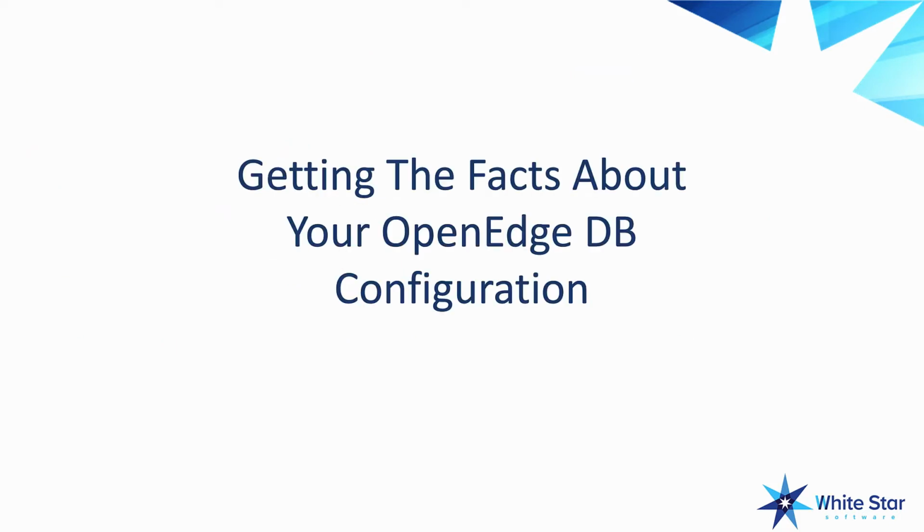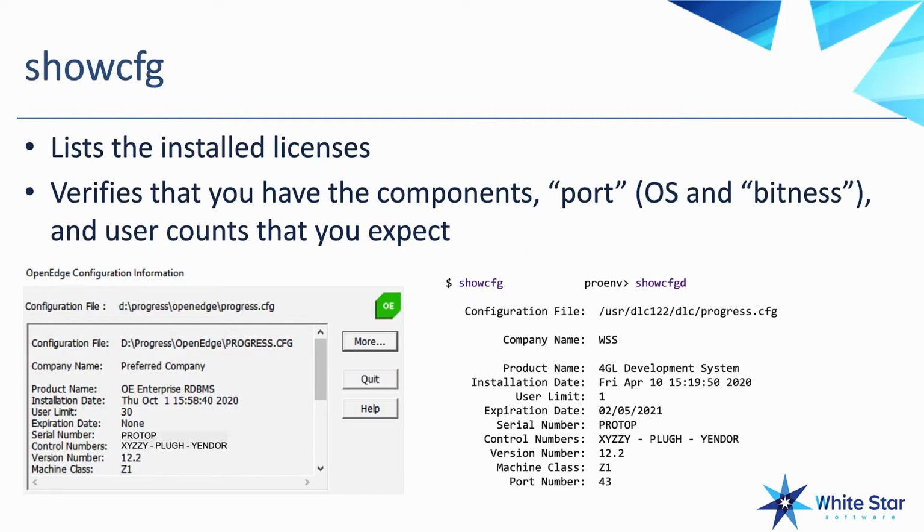So let's talk about getting the facts about your OpenEdge database configuration. One of the most important things that you need to know about your OpenEdge configuration is what are the installed licenses. There's a utility called showcfg, which helps you to verify that you have the components that you need and the right port in terms of the operating system and the number of bits, whether it's a 32-bit port or a 64-bit port, and the user counts that you expect to have.